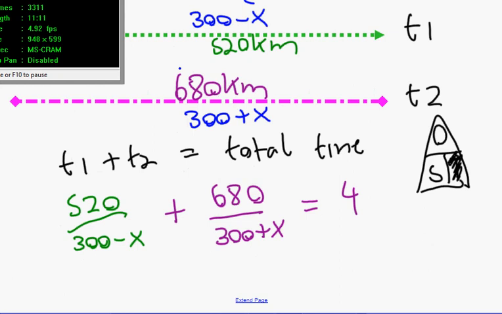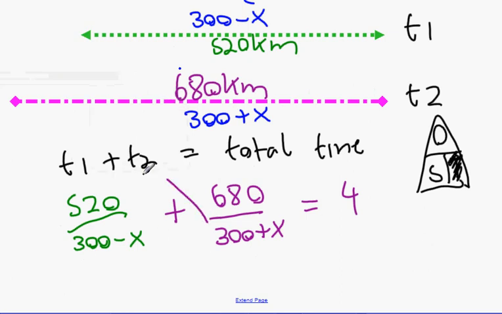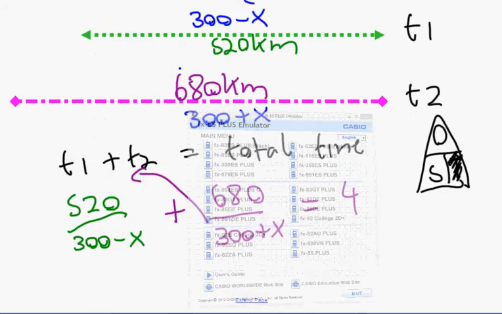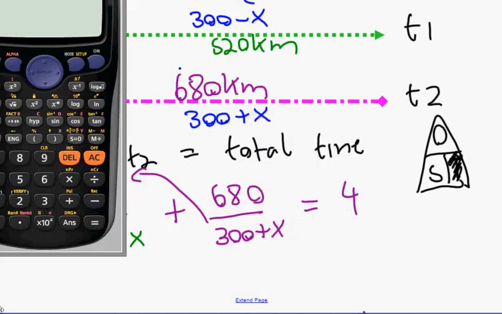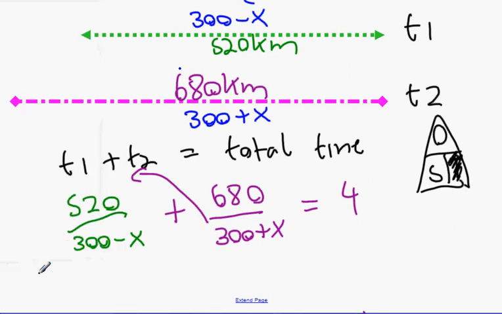Okay, guys, what we're going to do next is we're going to multiply out. So the first thing we need to do is multiply 520 by 300. 156,000. 156,000, and that is actually correct. The rest is going to be 156,000.